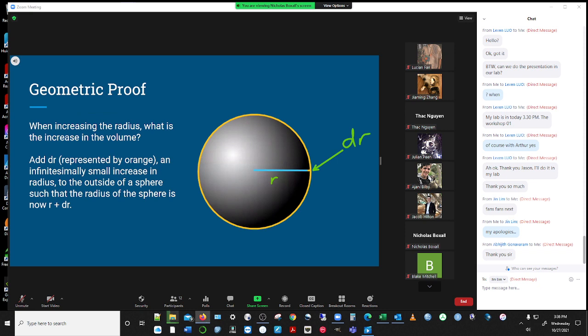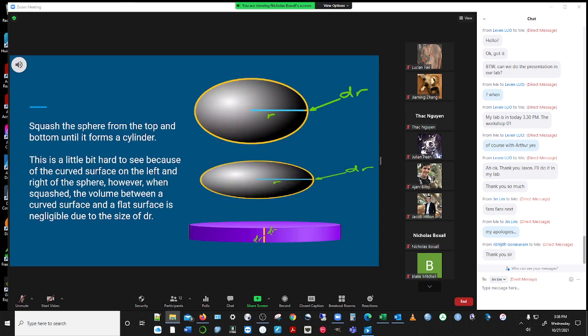Geometric proof. There are many proofs for the relationship between volume and surface area, but I think this one is the most interesting and the easiest to see. Take a sphere of radius r and add dr to the radius. dr is infinitesimally small and will allow us to see the change in volume when the radius is changed. Next, we are going to squash the sphere until it becomes a cylinder with only the height of the drs remaining. It's a little weird that the edge of the cylinder is square, but at the height of which the cylinder is, the difference between the square edge and the rounded edge is negligible.